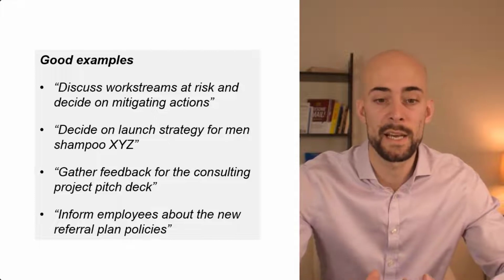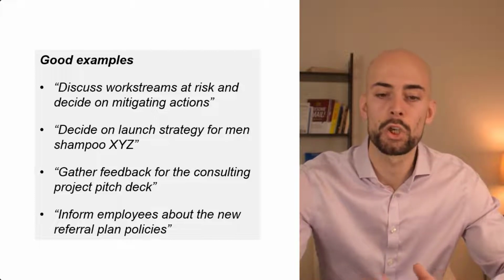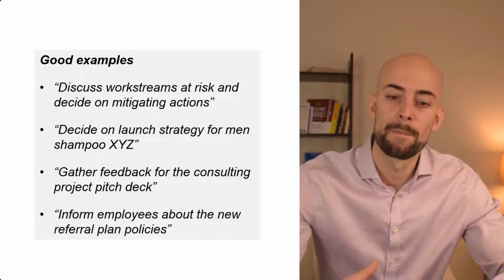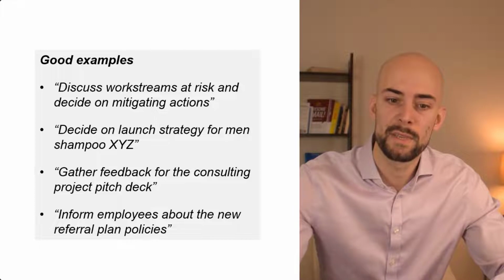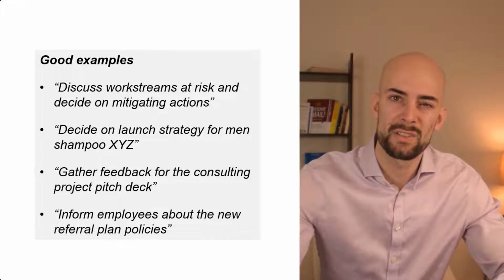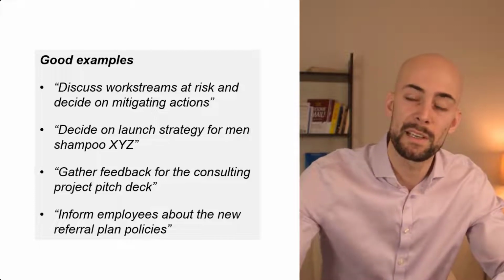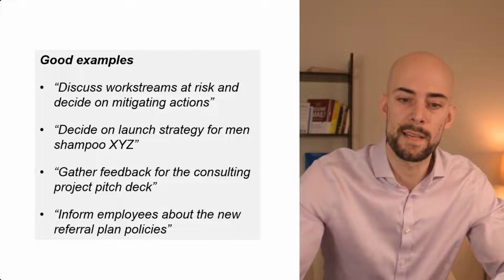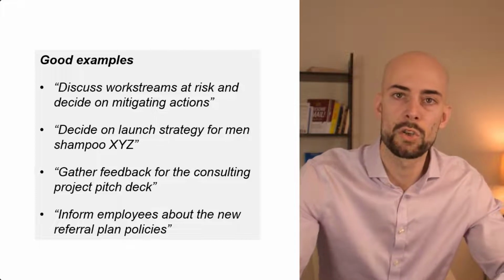And on the right-hand side, I'm sharing a few good examples. So for the project status update, a more specific objective would be to say, discuss work streams at risk and decide on mitigating actions. It's still a bit generic because it doesn't specify which ones are at risk, but at least it says we're focusing on the ones that are at risk and we're discussing and deciding on what to do about it.